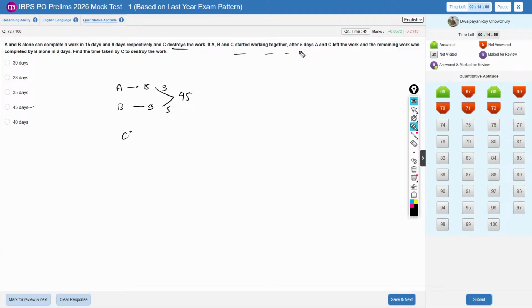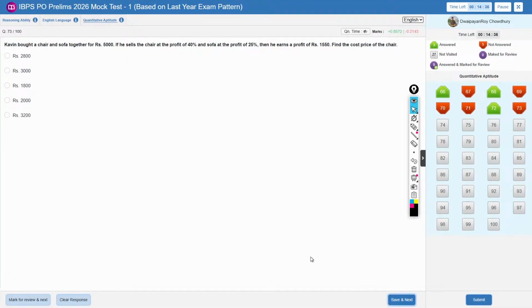ABC start working together, after 5 days A and C left, and the remaining work was done by B. So 35 work was done in 5 days. So 7 work. So definitely 1. The total work will be done in 45 days.